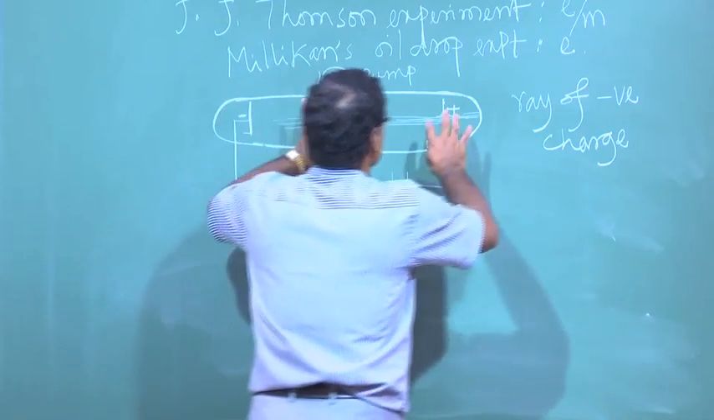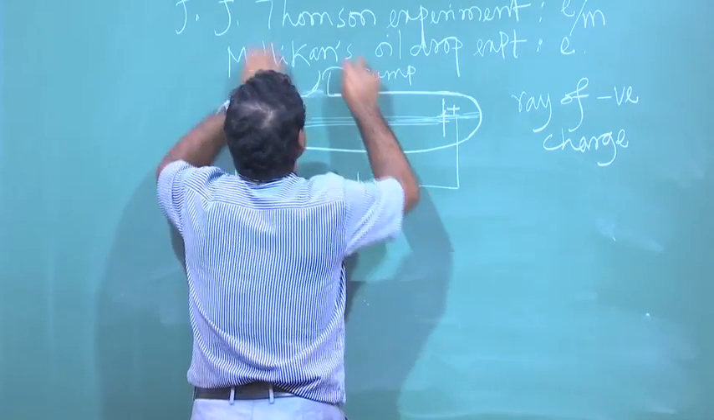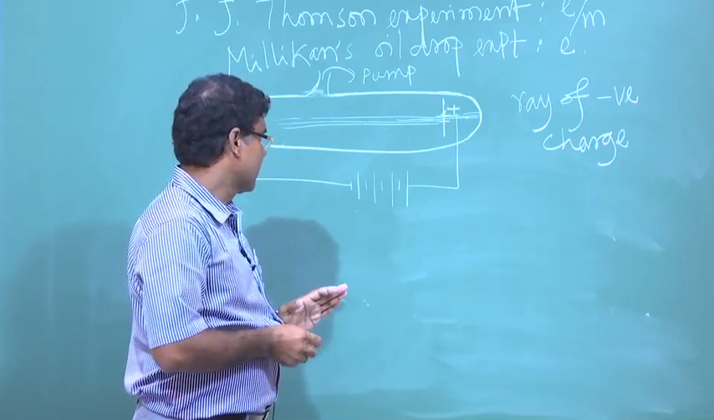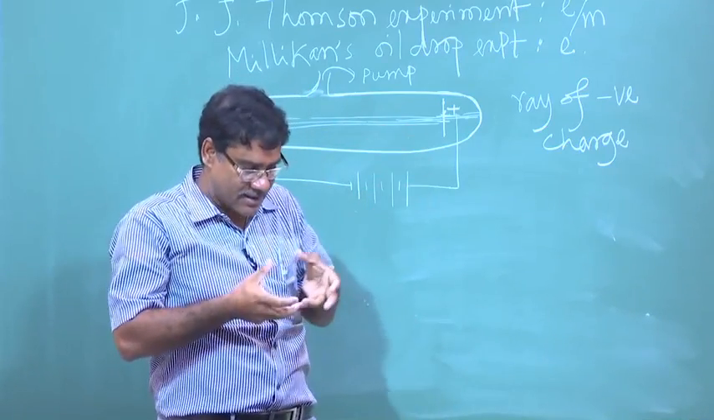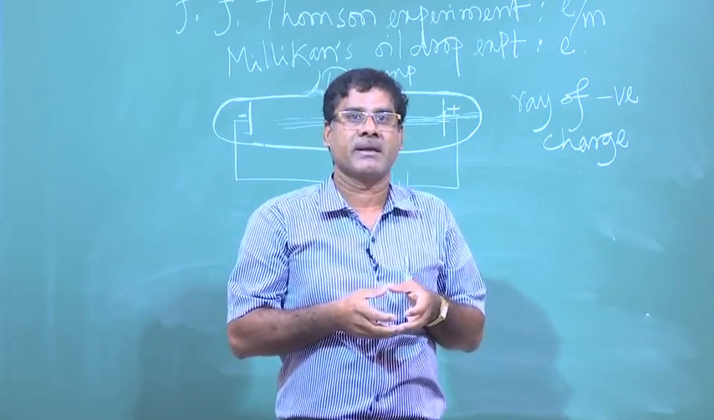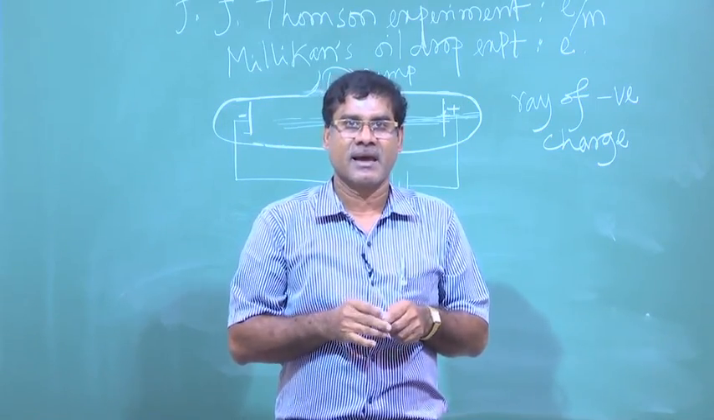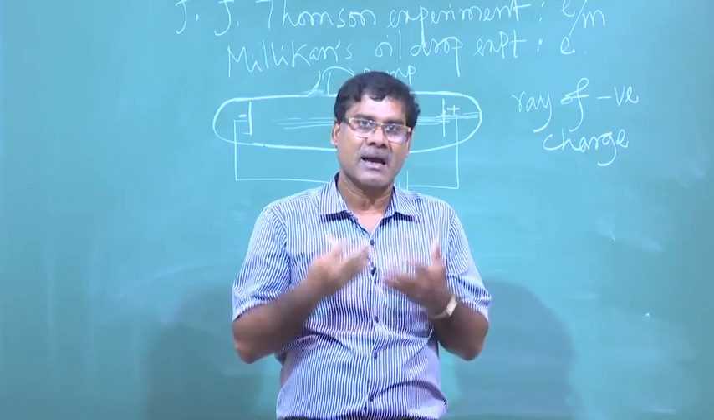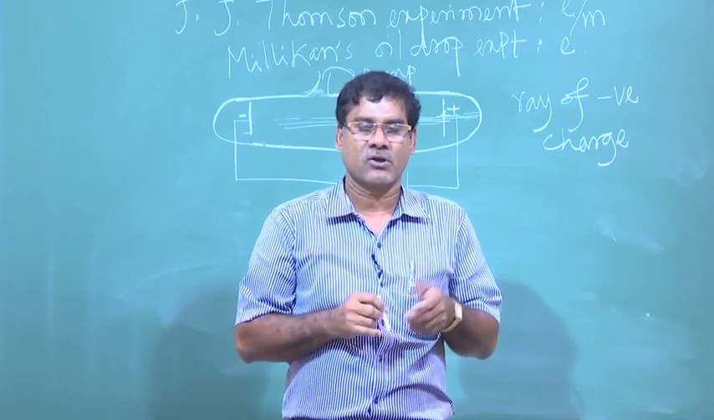This ray was used in the Thomson experiment. In the Thomson experiment, this ray was used, and then an electric field and magnetic field were applied, and the deviation of this ray was measured. I will discuss that in the next class. So, I will stop here. Thank you.